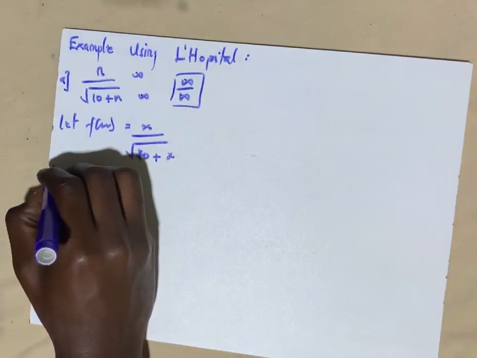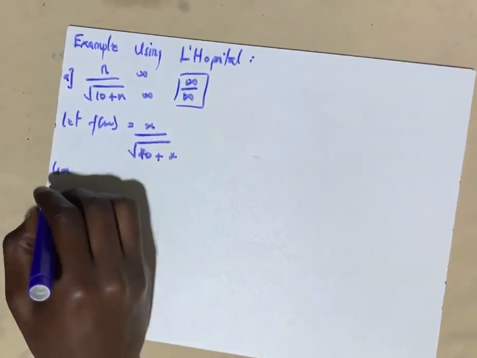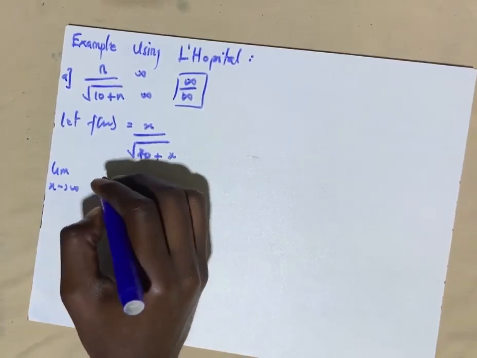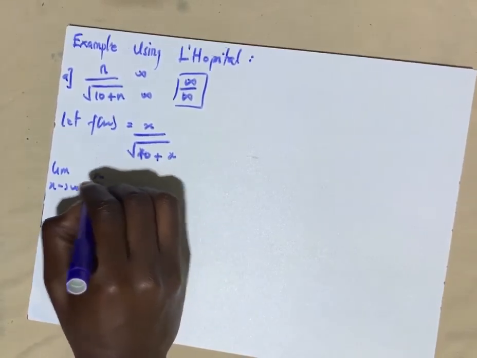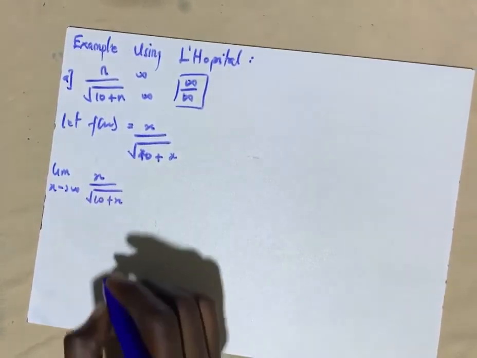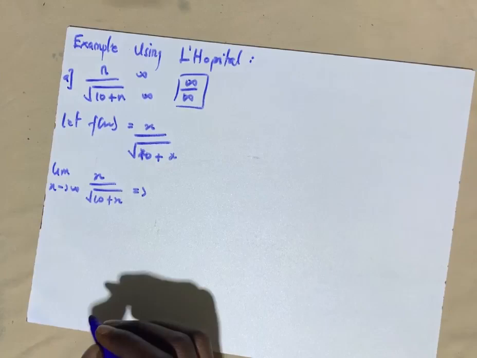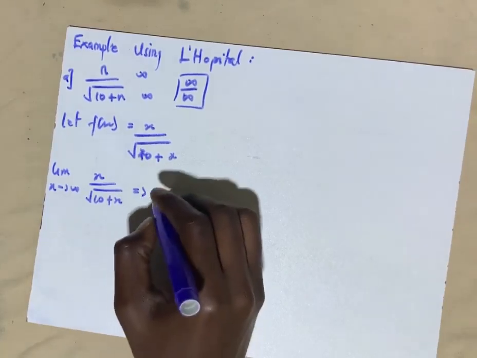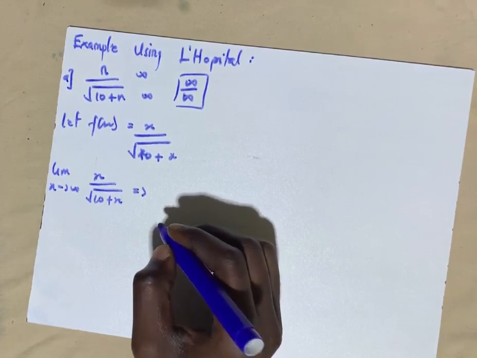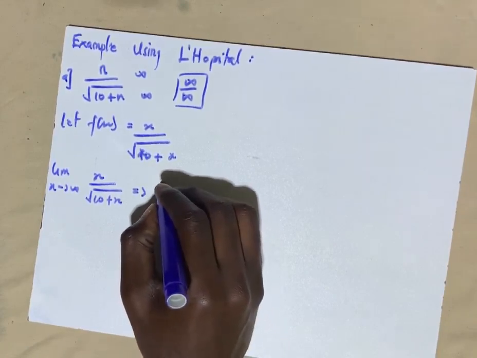So our limit as x approaches infinity, we have x all over root 10 plus x. Remember, we differentiate the numerator, right? So when you differentiate the numerator, what are you going to get? You are going to get 1.